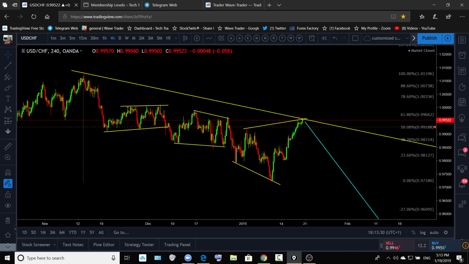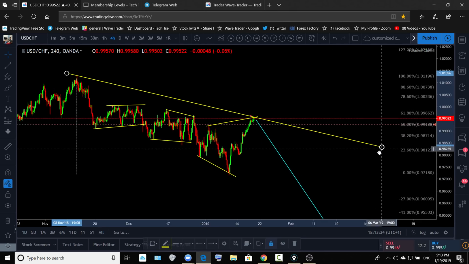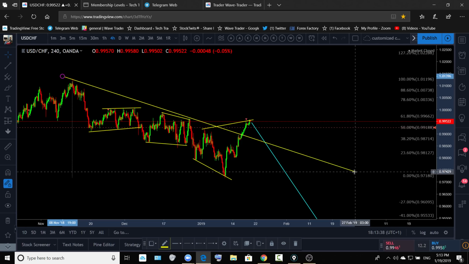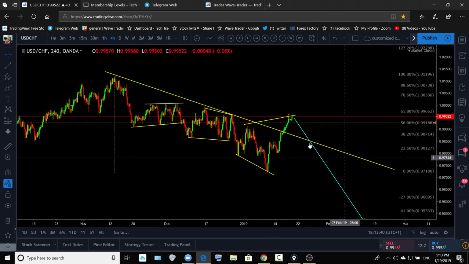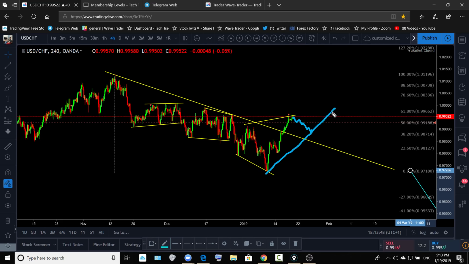Okay, if we are not going to see that breakdown, I'm going to show you, I mean, slightly changing the structure. If we are not going to see that breakdown, and the dollar chief starts to do something like that, then there is going to be one more up move like that back to the top, this area. So we really don't like to see that move on the dollar chief.